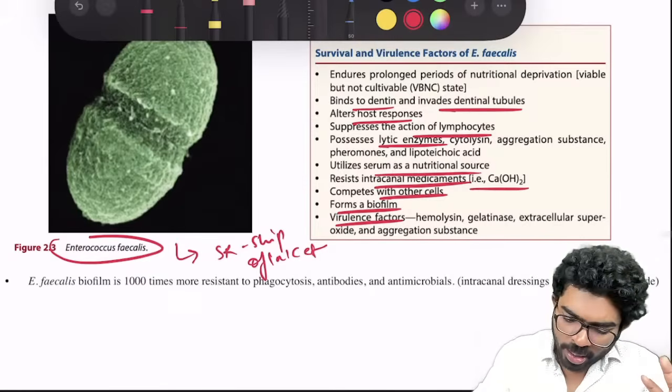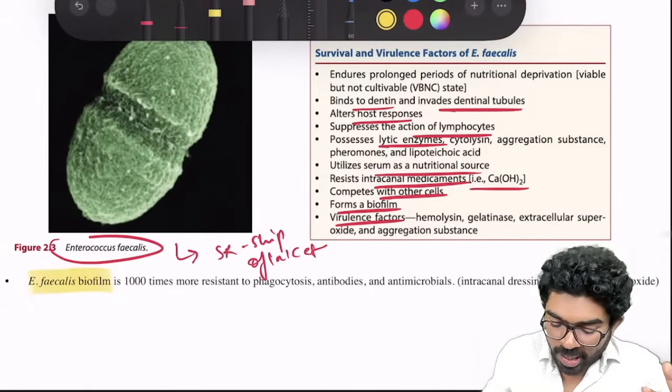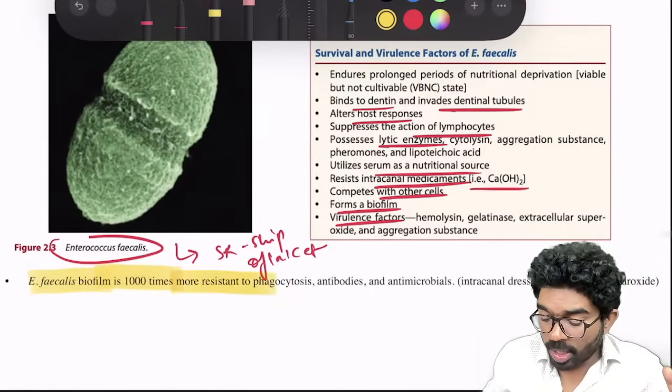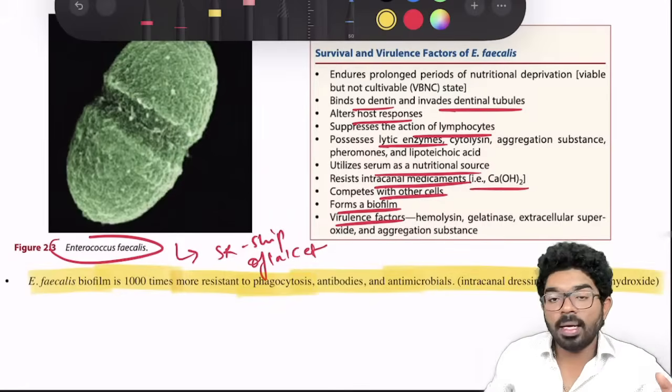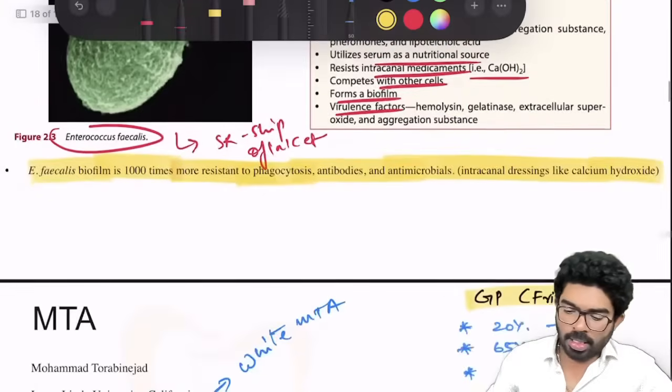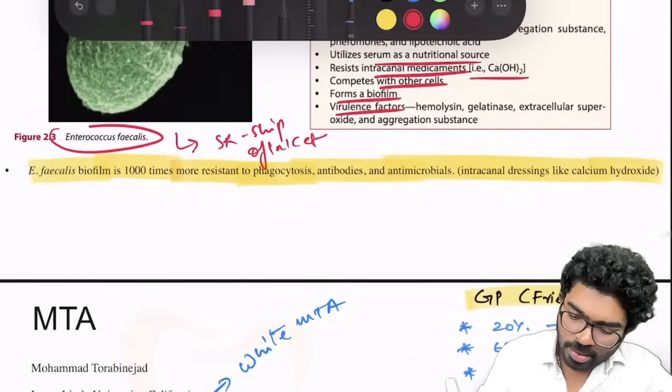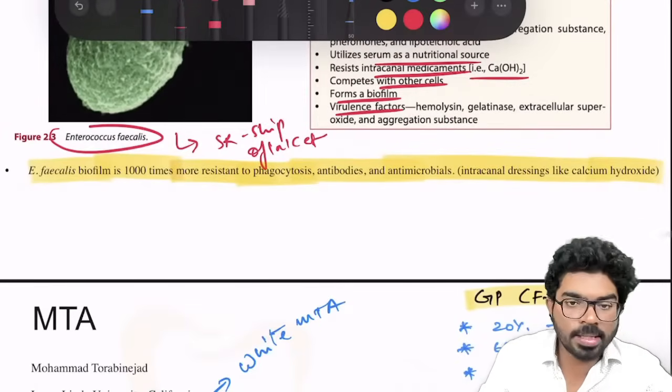A very, very important line which is given in INICET is: E. faecalis biofilms are 1,000 times more resistant to phagocytosis, antibiotics, and intracanal medicaments like calcium hydroxide. Now we got a count of 1,000. Okay, any other thousands you can add on?